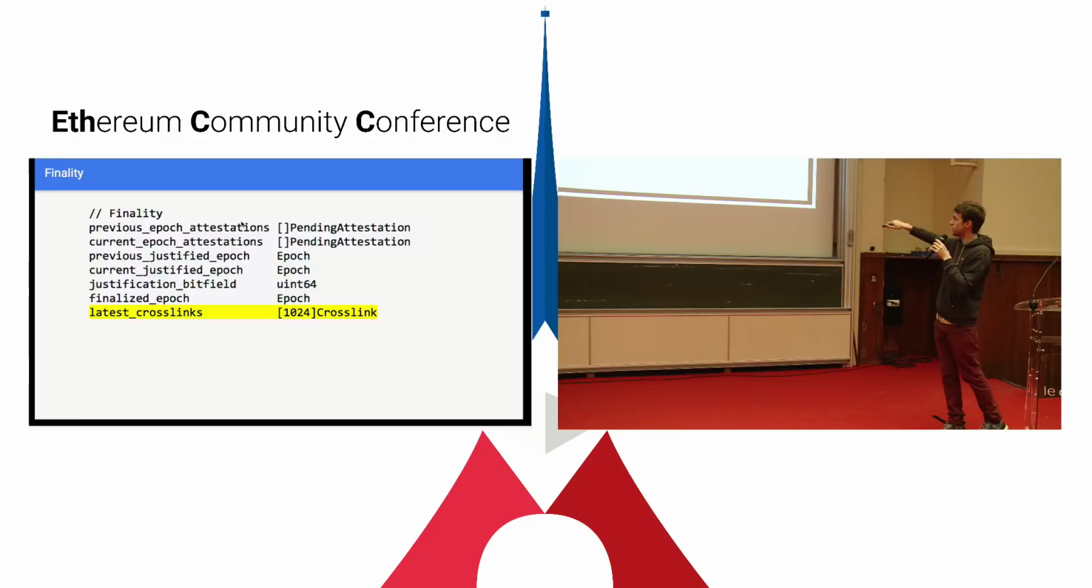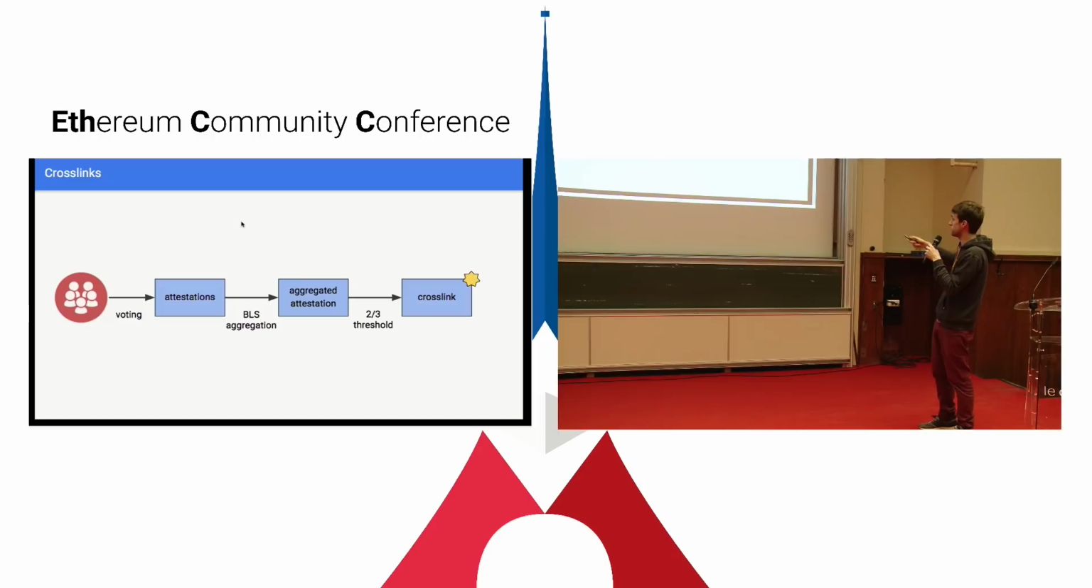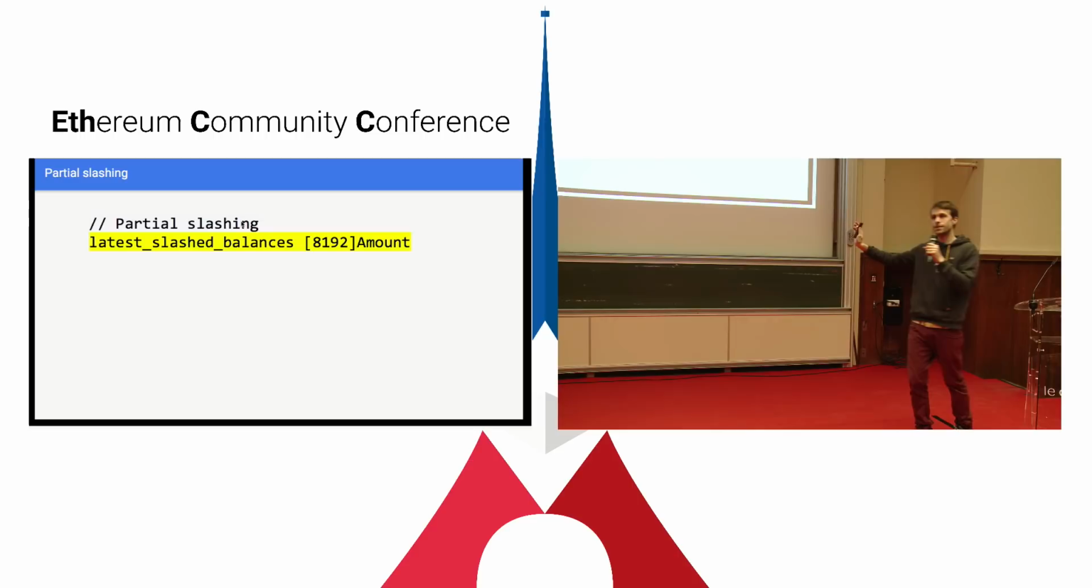And then we have the crosslinks, which, as I mentioned, every shard is assigned a very small committee, small relative to the total validator pool. They make these individual attestations. These attestations, if they're the same, get aggregated. And then if you reach the two-third threshold, then you become a crosslink. Okay, and this is the very last field in the state object, thank God.